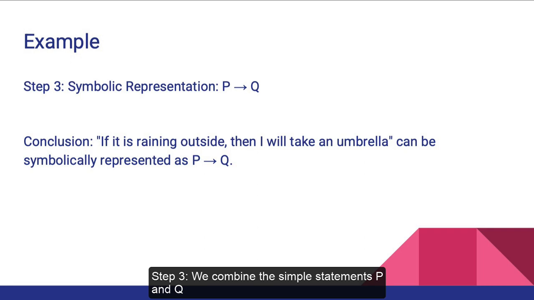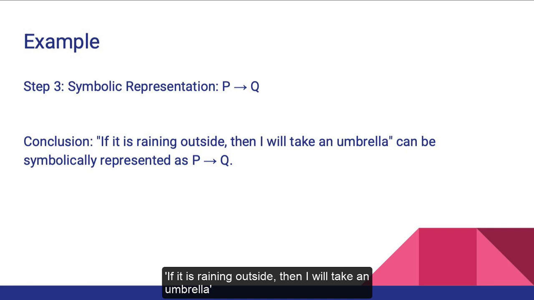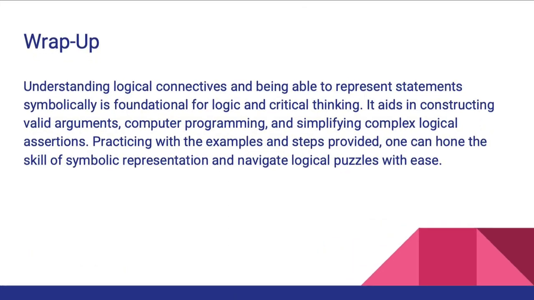Step 3. We combine the simple statements P and Q using the appropriate symbolic connective for implication, which is the side arrow. Thus, the symbolic representation becomes P implies Q. In conclusion, the statement, "If it is raining outside, then I will take an umbrella," can be neatly and efficiently symbolized as P implies Q. This allows for easier manipulation and analysis of the statement in logical or mathematical contexts.